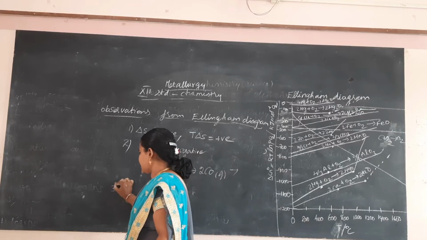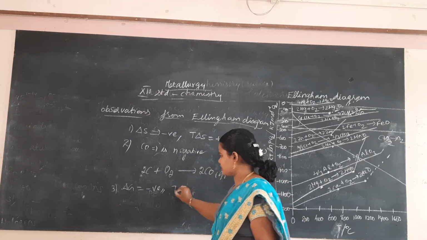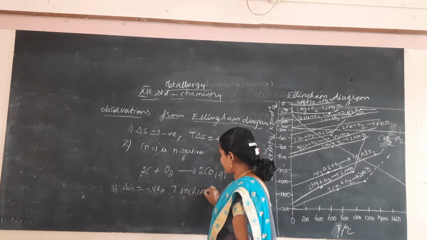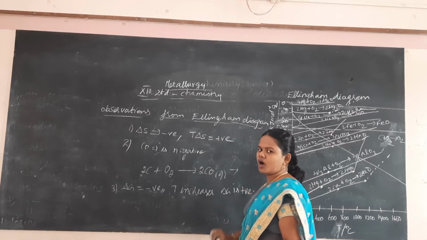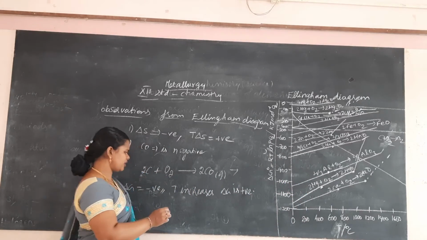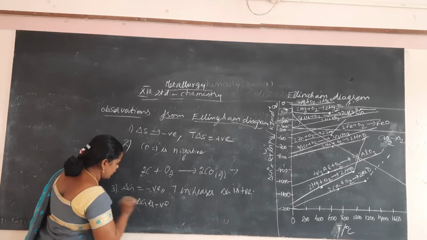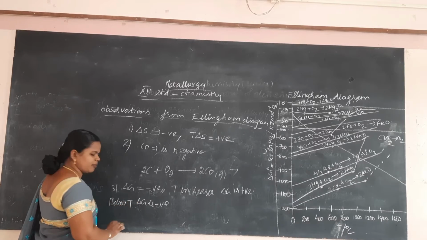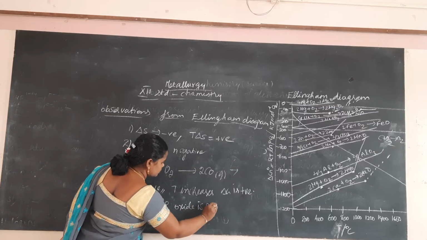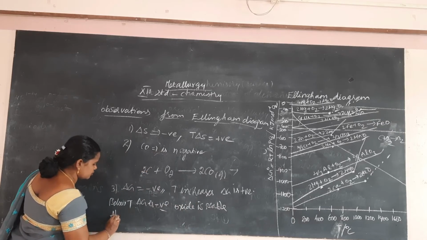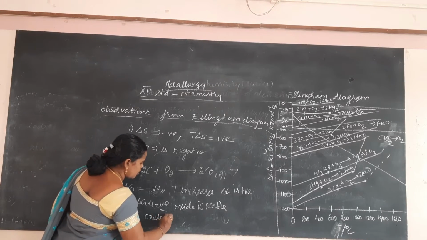Then the third inference, here del G is negative, but when the temperature increases, del G becomes positive. The oxide formation is stable when del G is negative. At lower temperature, del G is negative and the oxide is stable. Above this temperature, as the temperature increases, the oxide is unstable.